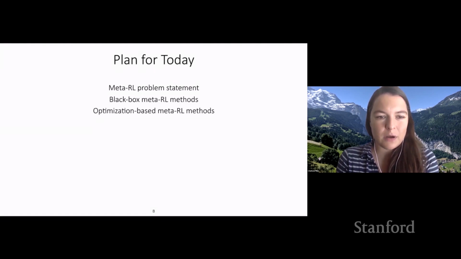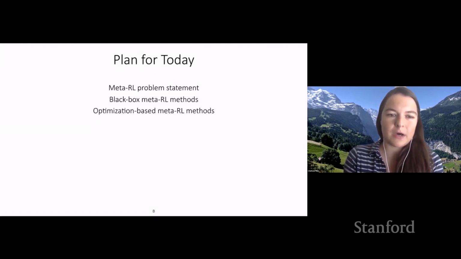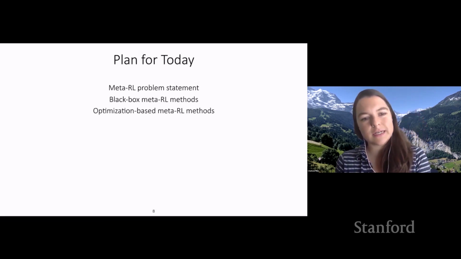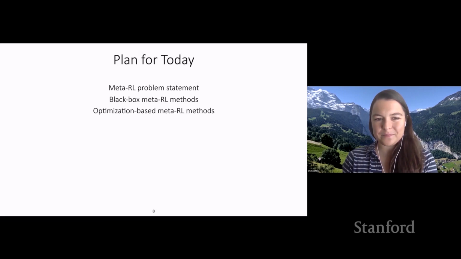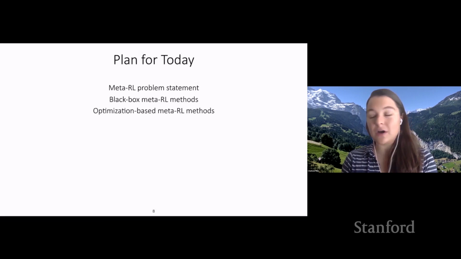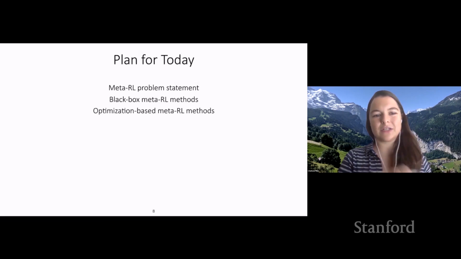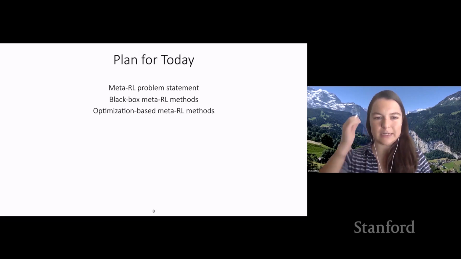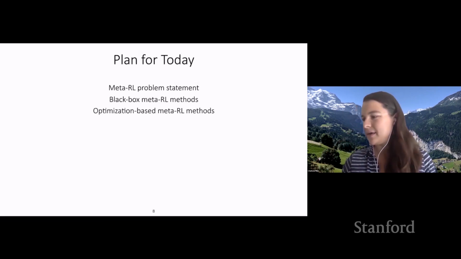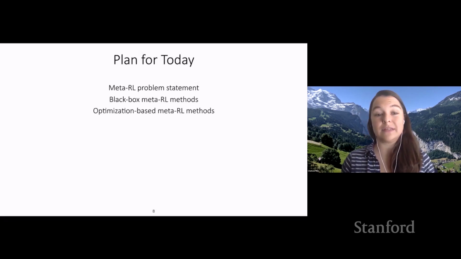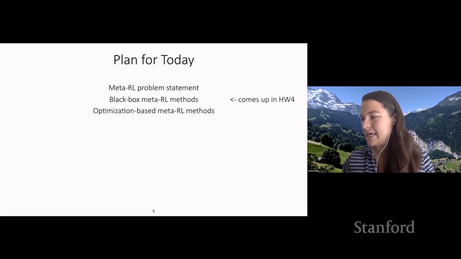We're going to cover the problem statement. We're going to talk about how black box methods and optimization-based methods can be translated to a meta RL setting. I think that a lot of the content in this lecture is fairly straightforward. It's mostly a matter of taking the concepts that we were thinking about before in meta learning and trying to translate them to a reinforcement learning setting. And we'll also cover a lot of examples of what this looks like.